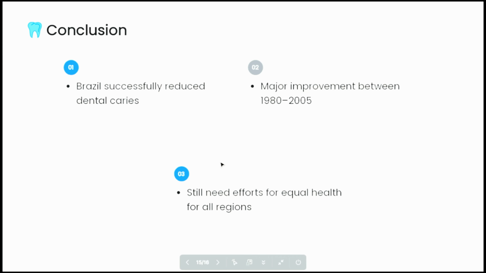In conclusion, the study showed that Brazil was successful in significantly reducing dental caries among 12-year-old children between 1980 and 2005. However, there is still work needed to ensure that all regions benefit equally and that every child has the chance to enjoy good oral health.